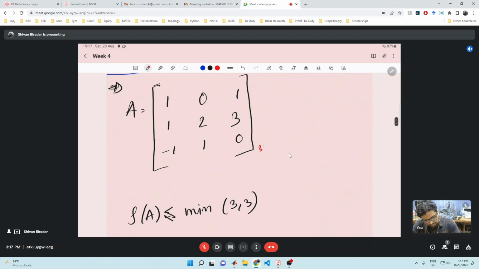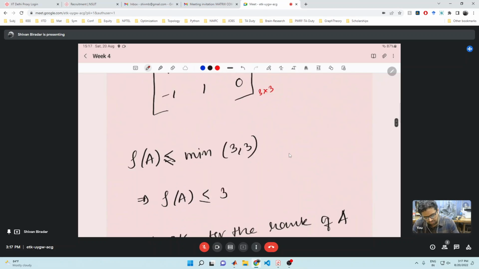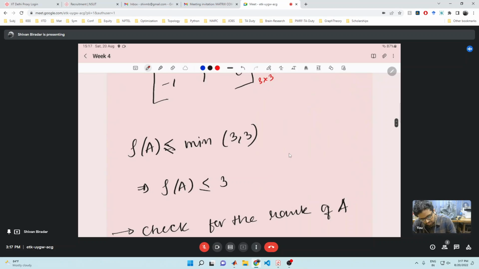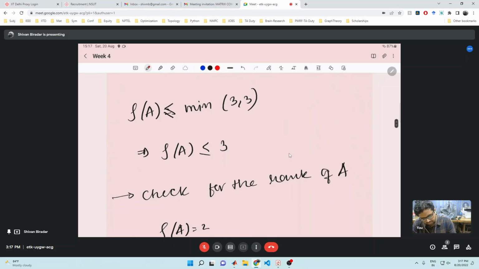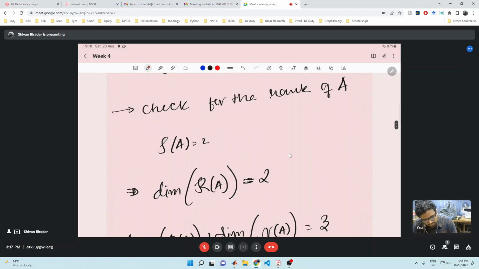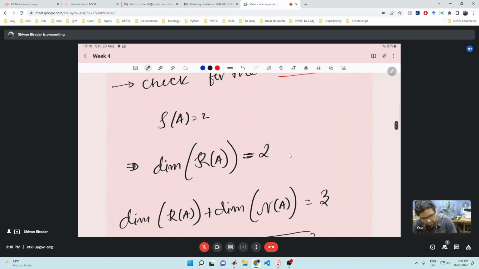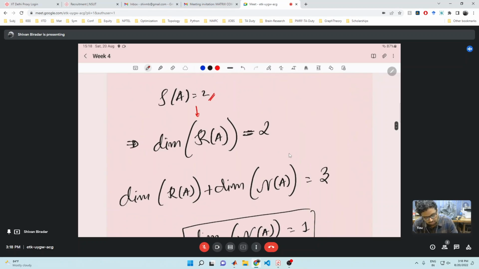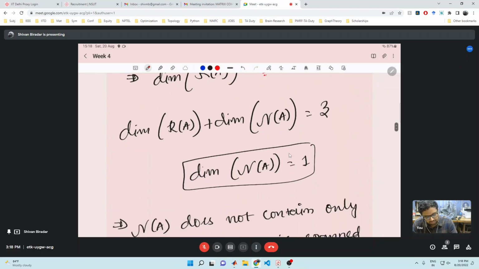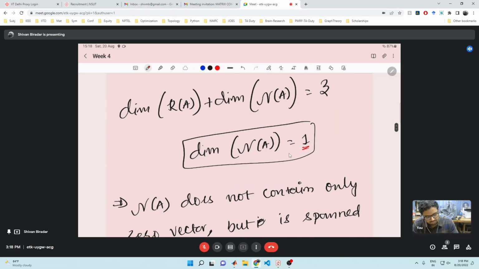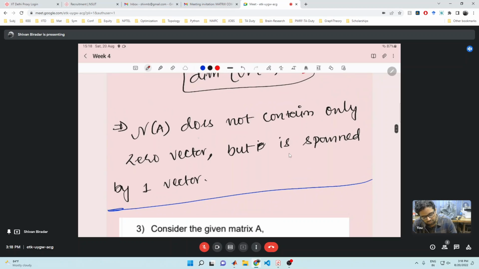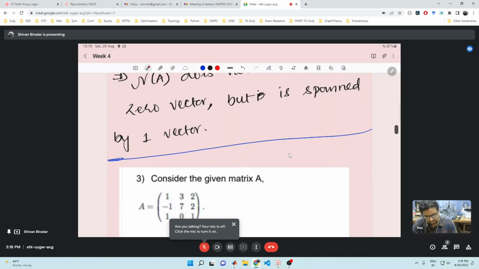I have a 3 cross 3 matrix here. First, we have to check the rank of A. We get that the rank of A is equal to 2. From this, we get the dimension of the range space of A, which is equal to 2. By the rank nullity theorem, we see that the dimension of the null space of A is equal to 1. So this means that the null space of A does not contain only the 0 vector, but is spanned by 1 vector.